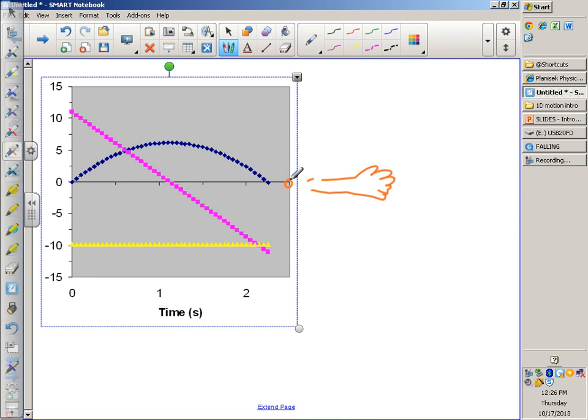So we have to make ourselves a reference point, but we also have to do what? Directions. Which way is which in this problem? Positive is up, negative is down, which is generally how we set this up. The ball goes up in the air, and then it comes back down.